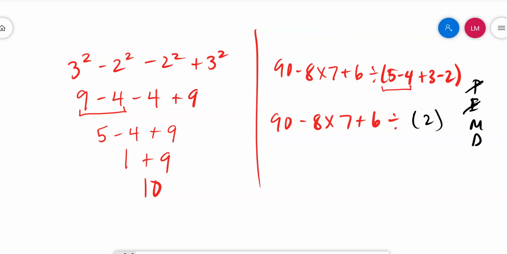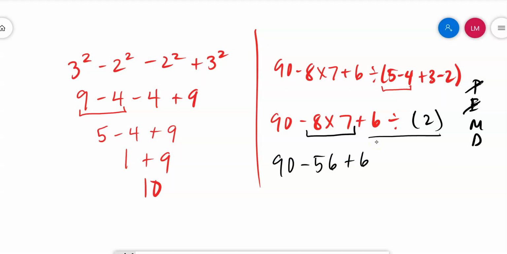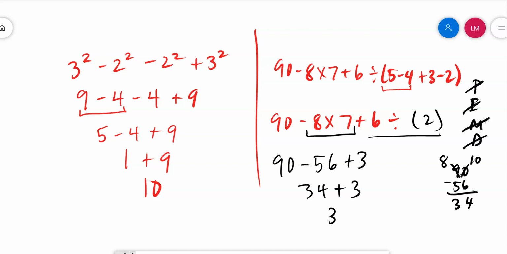So as I'm moving from left to right, I see this. So let's do 90 minus 56, add 6. Then this right here is 3. So I'm going to make this a 3. Okay, I've taken care of that. And then this is going to be 34 plus 3, 37.